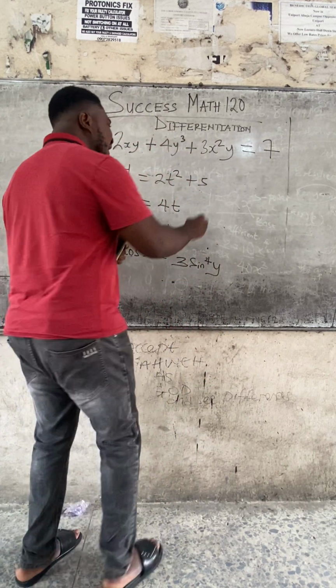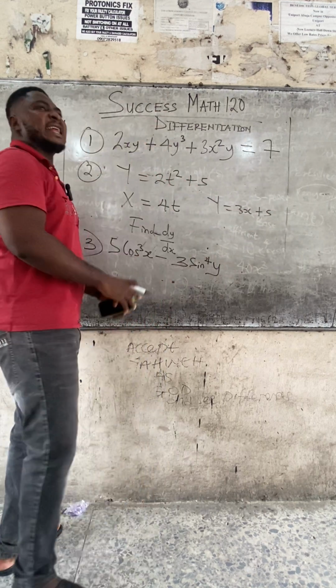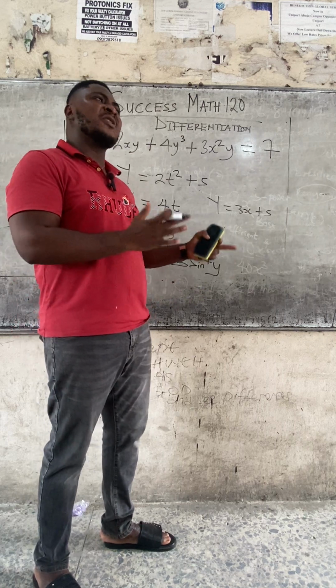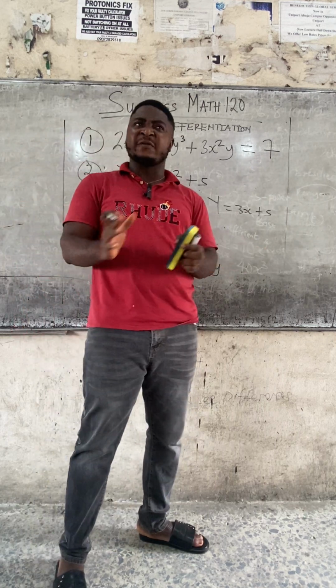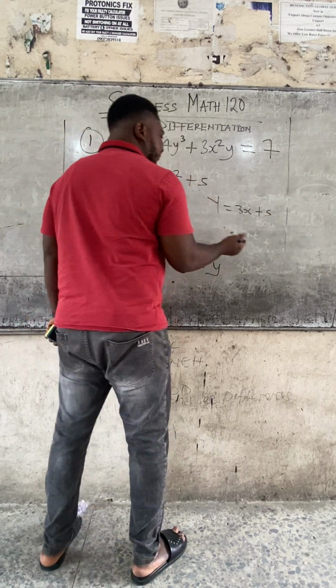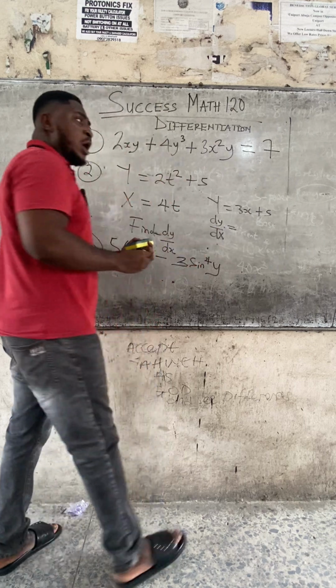Class, there's a big difference when they say y equals to 3x plus 5. Class, in this function, this is an explicit function. In this function, the components of y are clearly separated from the components of x. So if they say y equals to 3x plus 5, differentiate, you say dy dx, dy what? Equals.